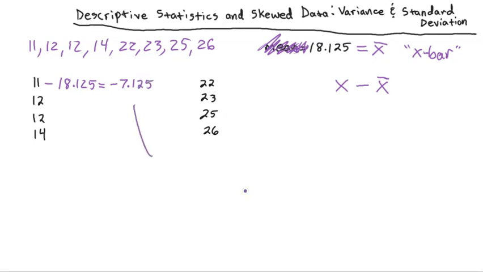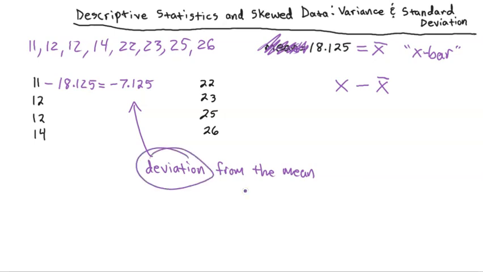If we do 11 minus 18.125, we have a negative number, negative 7.125. Okay? This is called a deviation from the mean. It's how far the data point, how far is X, away from the mean? Is it smaller than the mean? Then it's negative. If it's larger than the mean, like 22, it'll actually be a positive number.